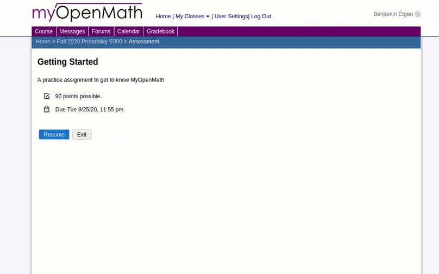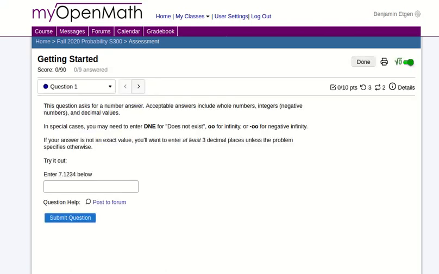It says that 90 points are possible. It says that it's due on Tuesday by 11:55 p.m. It looks like I already started it, so let me do this again. It's basically an assignment that ensures that you know how to enter things calculator style.